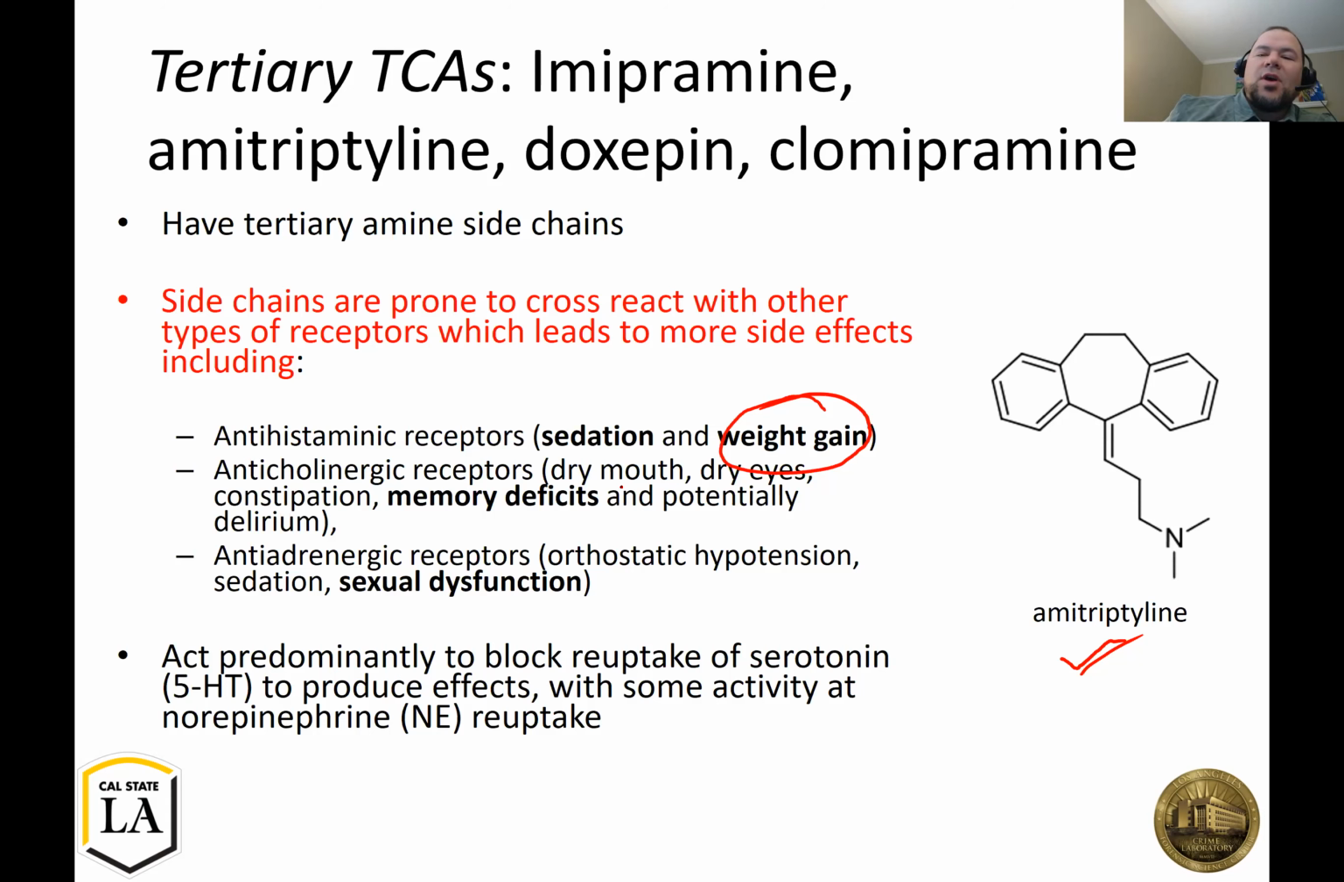They do act predominantly to block the reuptake of serotonin. Remember, serotonin is designated as 5-HT. They do this to produce some of their effects, and also block some norepinephrine reuptake as well.